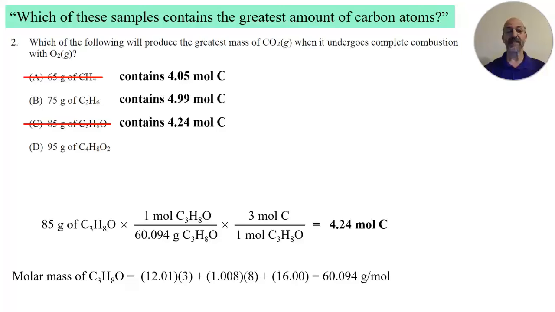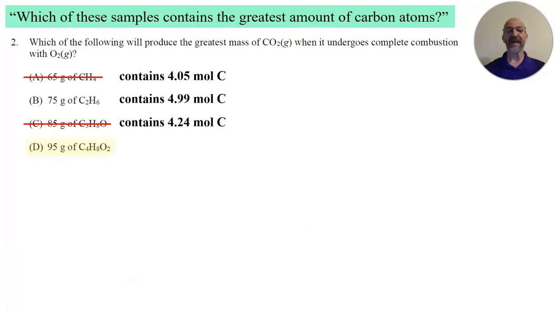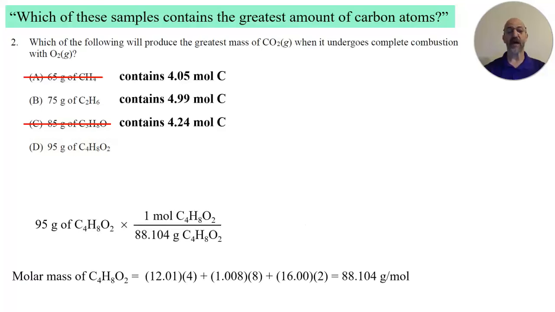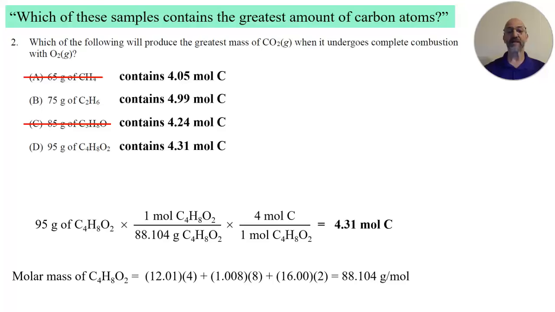Finally, choice D, 95 grams of C4H8O2. So I will first divide by the molar mass, so times 1 mole of C4H8O2 over 88.104 grams. I see a subscript of 4, so there's 4 moles of carbon for every 1 mole of C4H8O2. 95 divided by 88.104 times 4, and I get 4.31 moles of carbon, which again is less than 4.99 moles of carbon. So that makes choice B the correct answer.